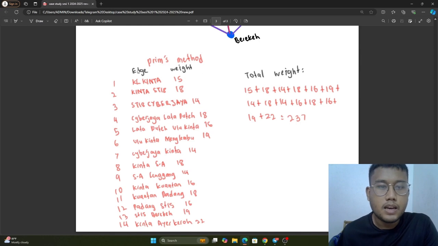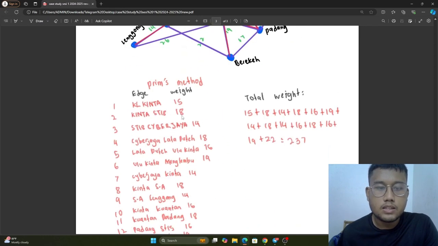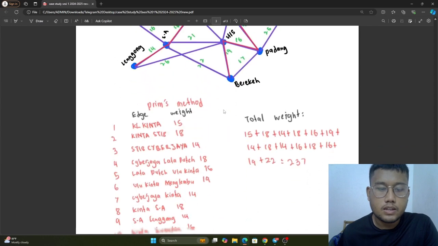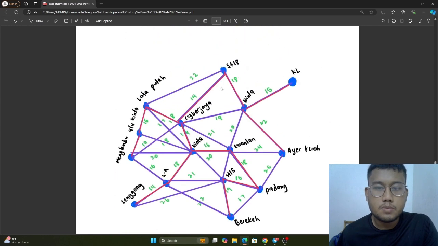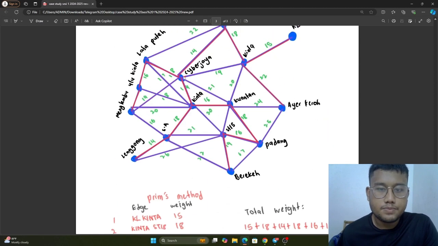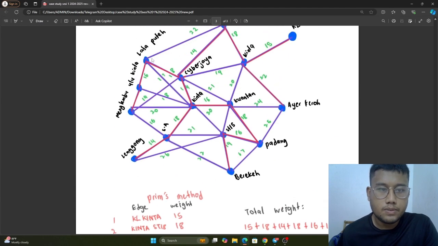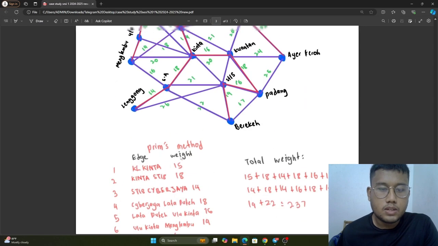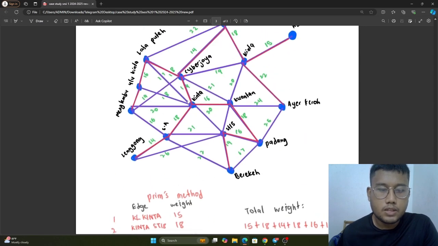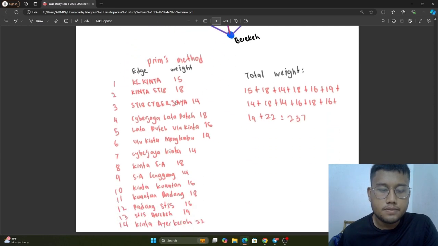As you can see, in Prim's method, the edges and the weights are: KL to Kinta, the weight is 15. Kinta to Station 18 is 18 in weight. Station 18 to Cyberjaya, 14. Cyberjaya to Lata Putih, 18 in weight. Lata Putih to Ulu Kinta, the weight is 16. Cyberjaya to Kinta, the weight is 14. Kinta to Shah Alam, the weight is 18.